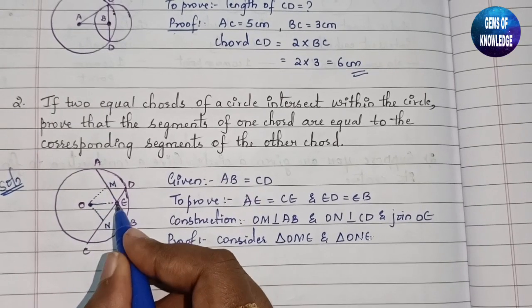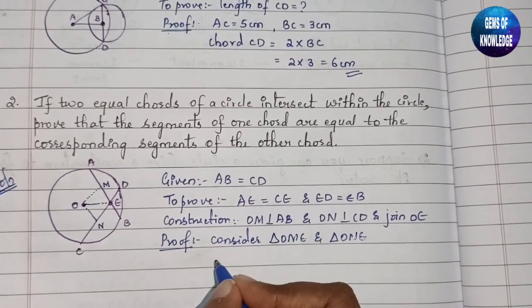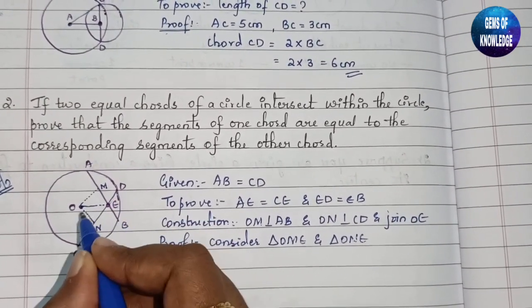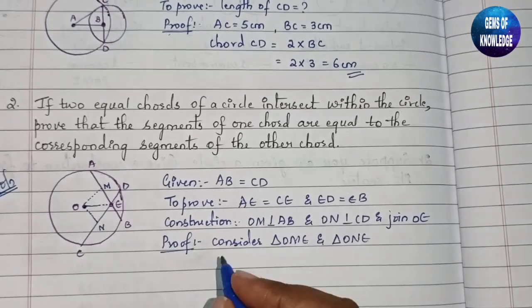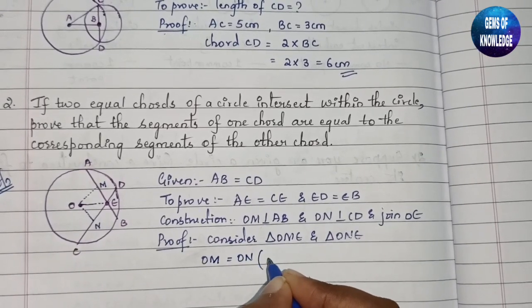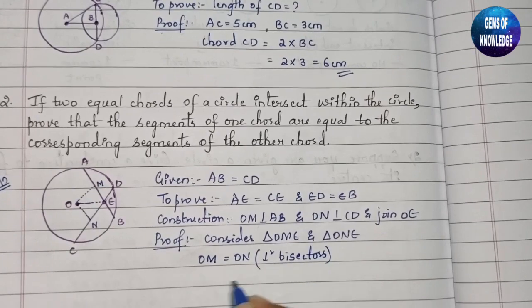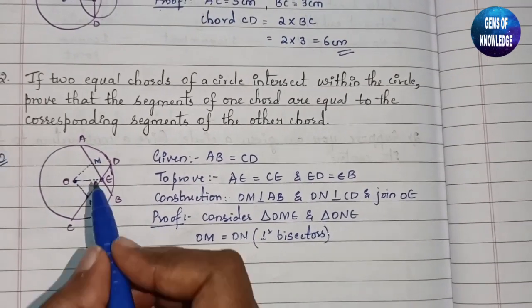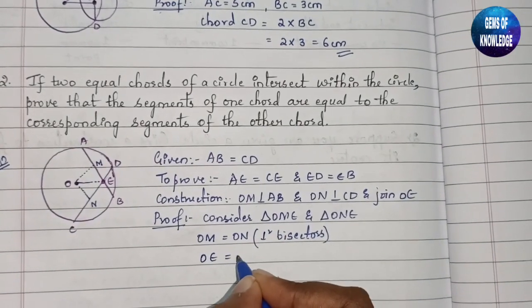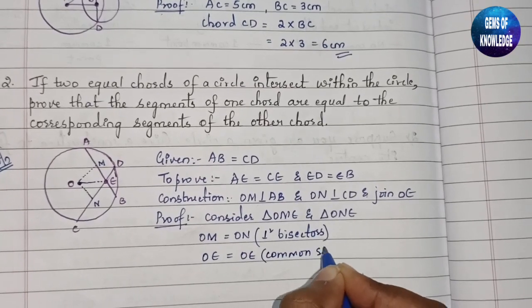Okay, consider this triangle OME and this triangle ONE. After considering both the triangles, what we can say is OM is perpendicular to AB and ON is perpendicular to CD. So we can write OM is equal to ON since perpendicular bisectors. Since both are perpendicular bisectors, for both the triangles OE is a common side. OE is equal to OE, we can write it as common side.